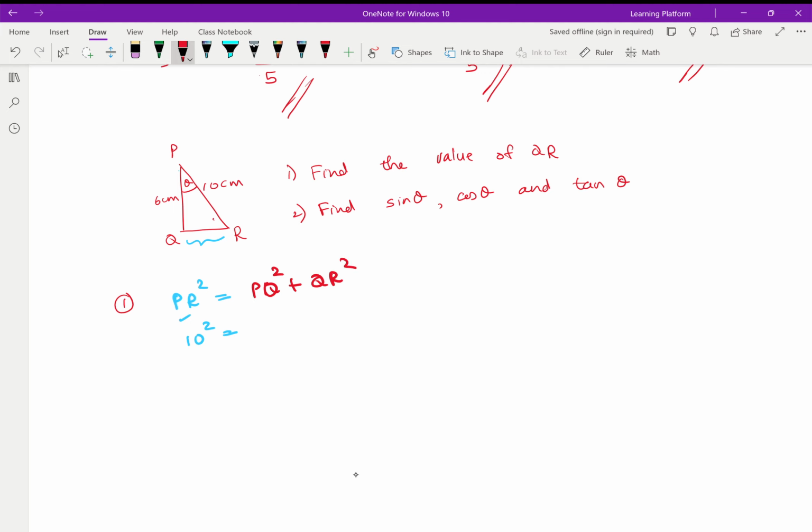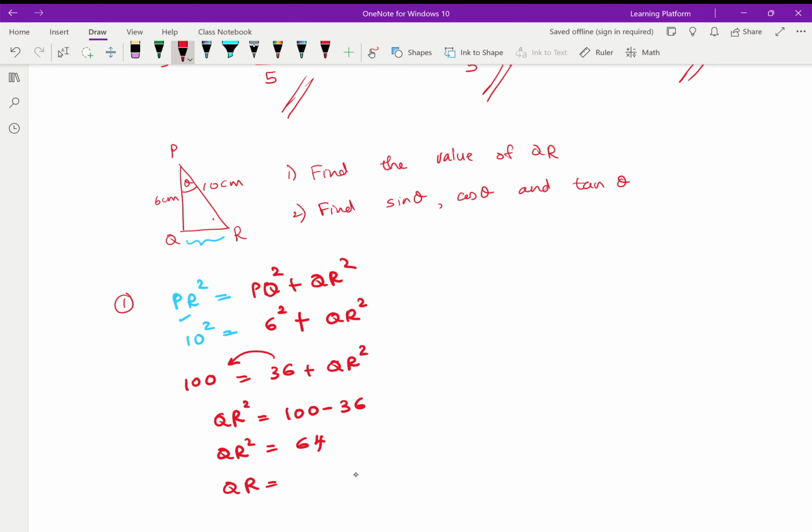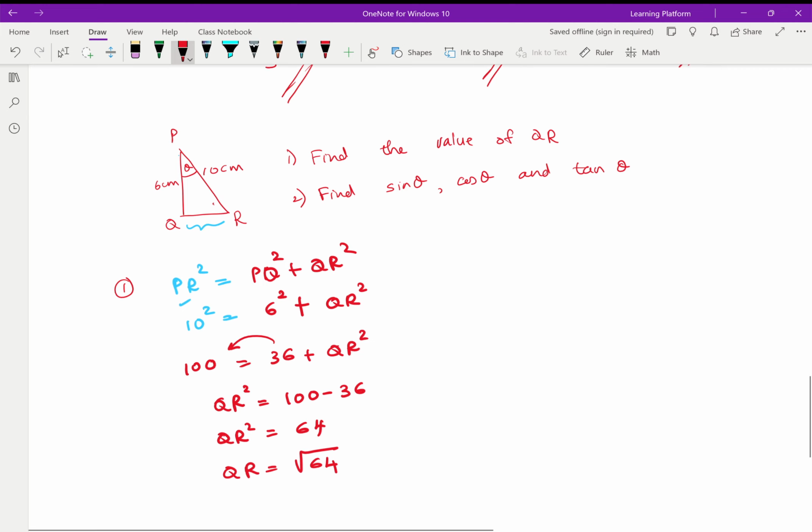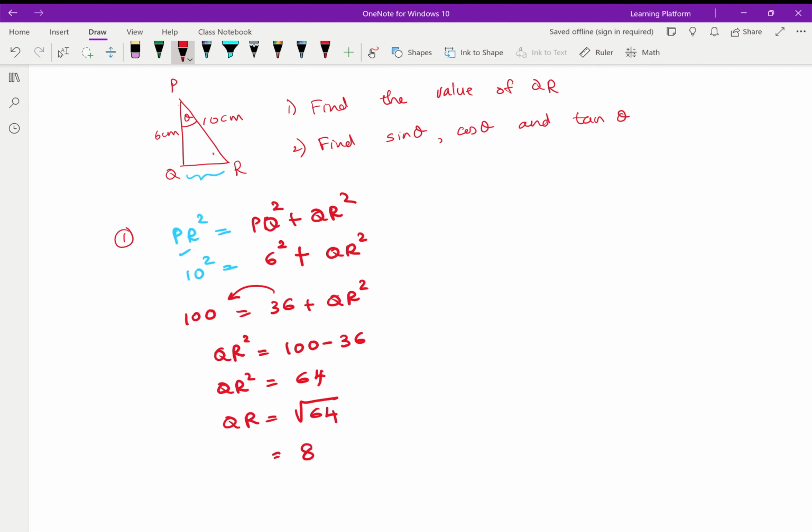What is PR squared? PR squared is 10 squared. PQ squared is 6 squared, plus QR squared, which you don't know. So 10 to the power 2 is 100 equals 36 plus QR squared. Now you can take this to the other side. Then QR squared equals 100 minus 36, that is 64. QR squared equals 64. Then how to find QR? QR is the square root of 64. What is the square root of 64? That is 8 centimeters. So you know this QR is 8 centimeters.